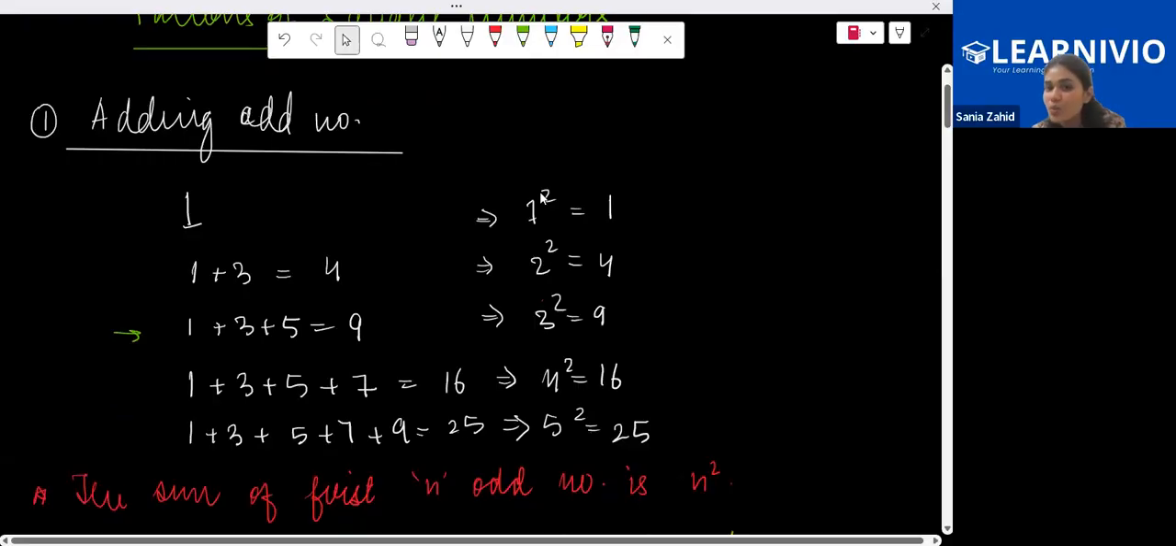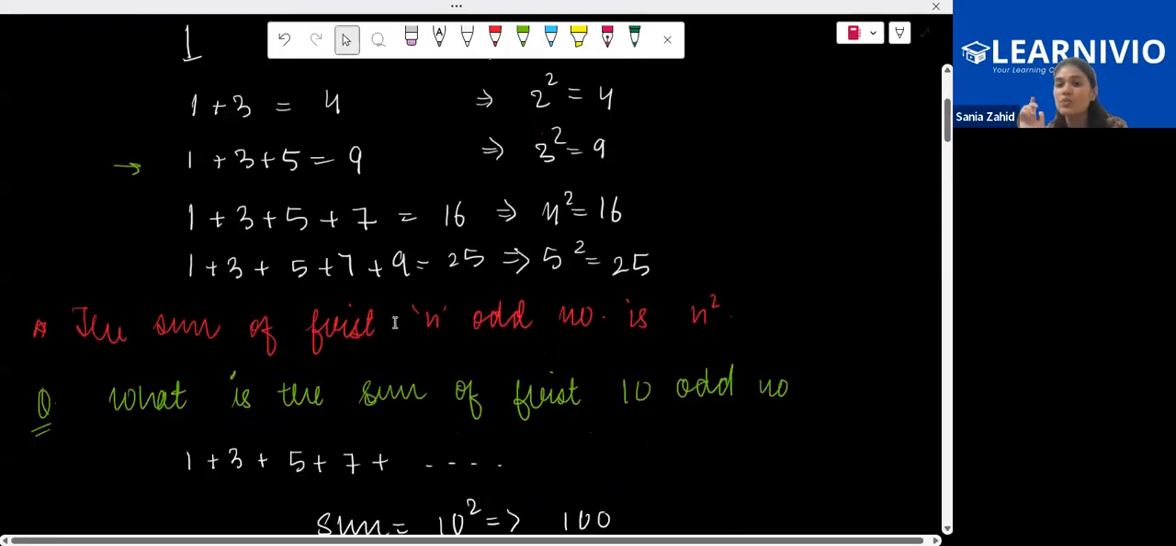Like 1 gives you 1 only, so 1 is also a perfect square of 1. Then 1 plus 3 gives you 4, which is again a perfect square. 1 plus 3 plus 5 again gives you a perfect square. That means whenever you're adding consecutive odd numbers, the answer is always a perfect square number.